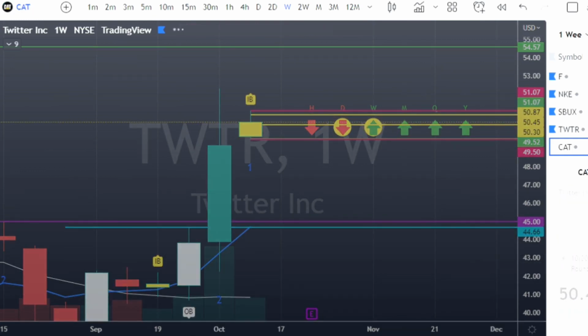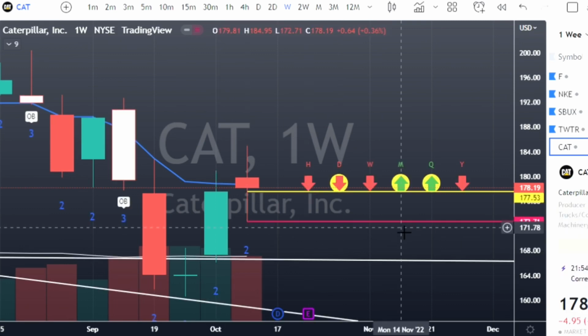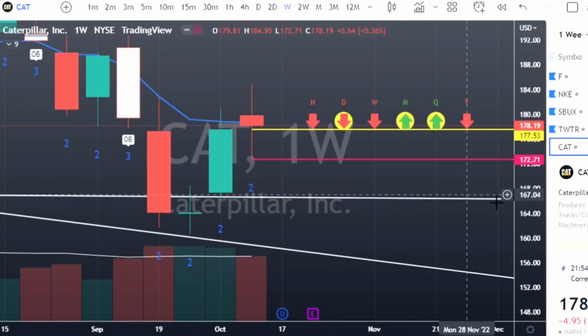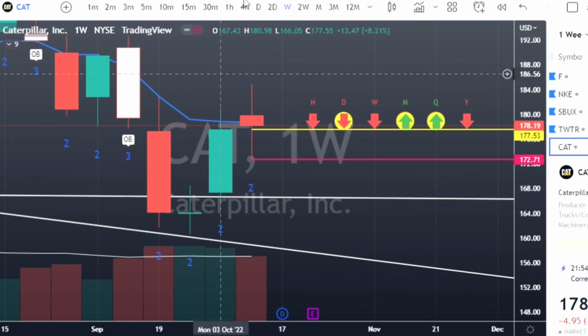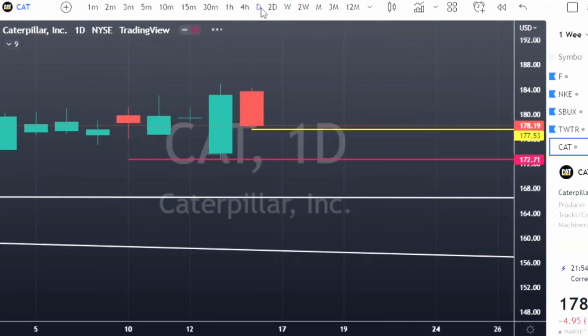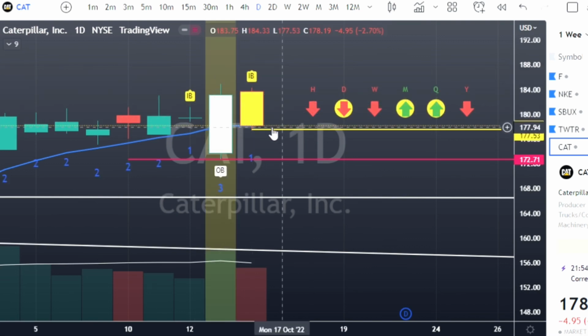Next up, we've got Caterpillar. CAT has a 2-up that finished red. So we're going to look for puts on CAT at 172.71. First targets, bottom of the preceding candle. And if we go off the daily, it also has an inside bar trigger. So if we trigger down on the day, our first target is the trigger for the weekly.